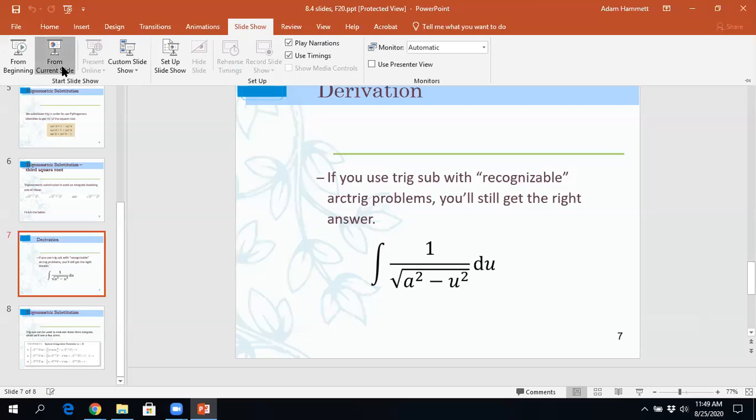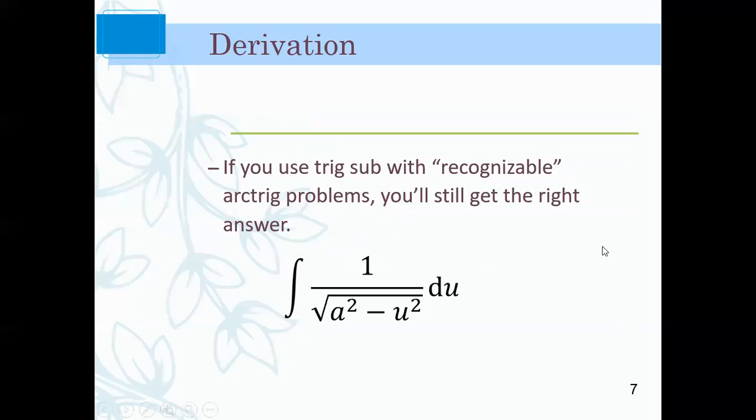I'm gonna go back in here, kind of talk through some stuff. We already kind of did this one. If you use a trig sub with recognizable arc trig problems, we already did this, right? We did it for the 1 over the square root of 1 minus x squared. And we pretended like we forgot that that was just arc sine of x. But did we still get to the arc sine of x eventually? Yes, we did. And that's precisely what would happen if you made a substitution in this particular case.